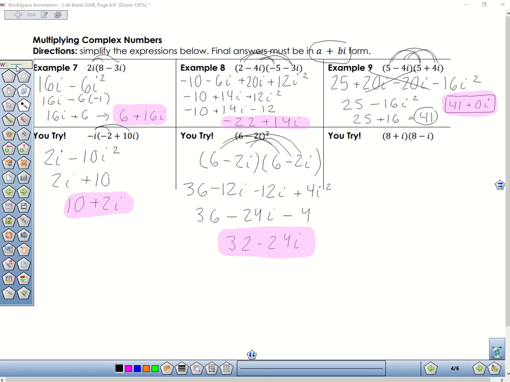Wait, so how'd you get from 4i squared to negative 4? Sure, so this right here is 4 times negative 1, which is negative 4, because i squared is negative 1.